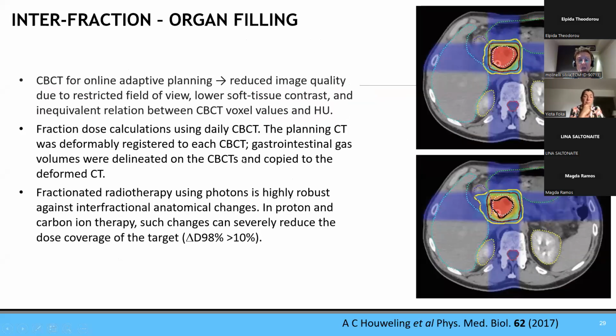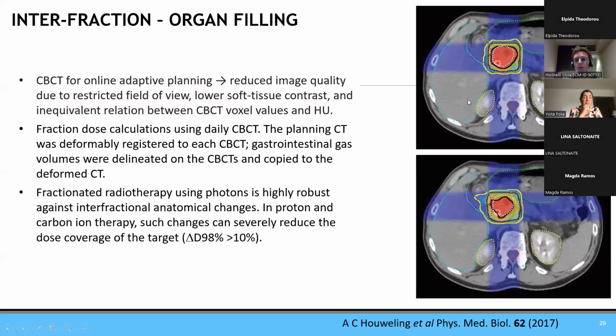So ideally, you would like to know how is the organ filling on a daily basis, and immediately, possibly immediately before starting the treatment, as we do with conventional radiation therapy. We use cone beam CTs. Unfortunately, cone beam CTs are not that available in carbon ion centers, and anyhow, the image quality is still not good enough to do a plan recalculation, online plan recalculation.